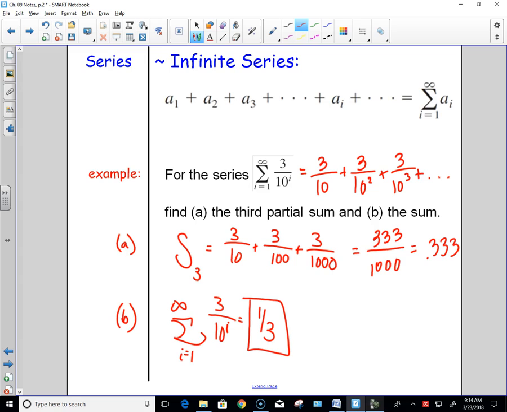So the infinite sum is a finite constant. The infinite sum is a finite constant. This idea is kind of shown around my room, and we'll talk more about it when we get to chapter 12. But this is a good one to use.